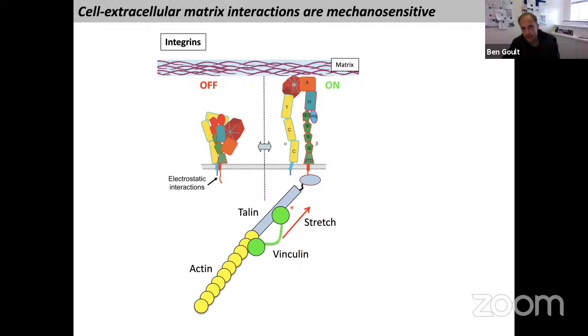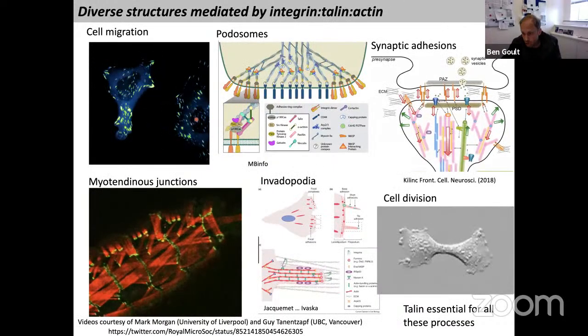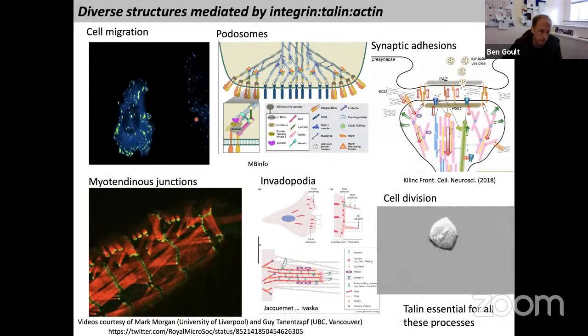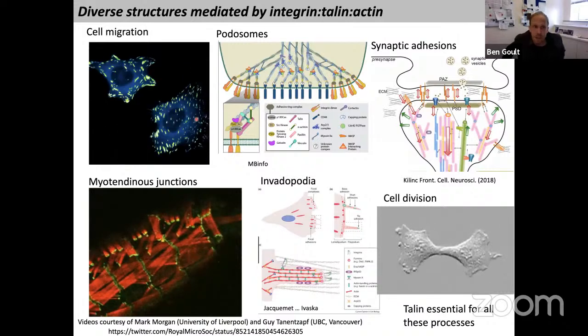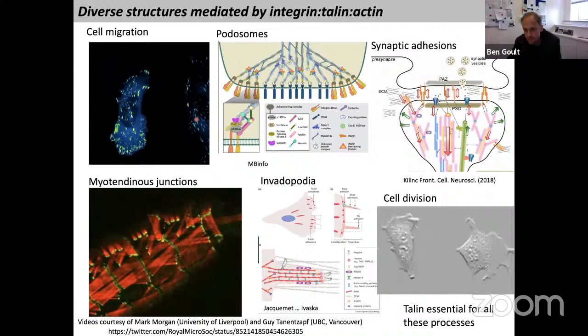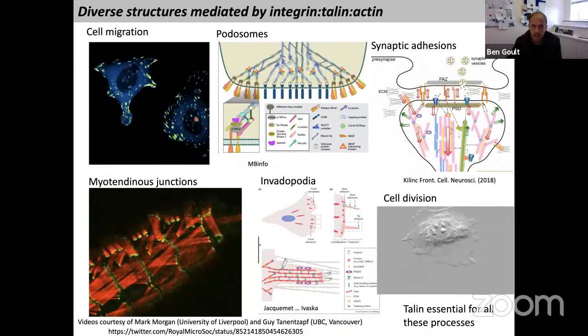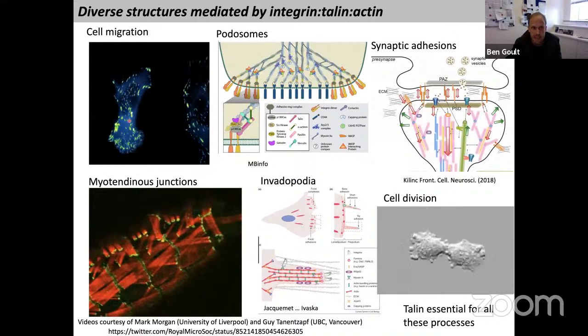But something which is really important to stress is that this is essentially the core of an adhesive structure. You've got an integrin, a talin, and an actin with vinculin coming on. But if you look at what these adhesive structures look like in the wild, then there are many different structures which form with many different signaling properties and different roles, all on that core complex of the integrin, talin, actin.